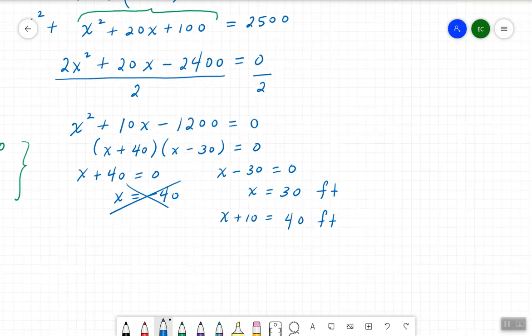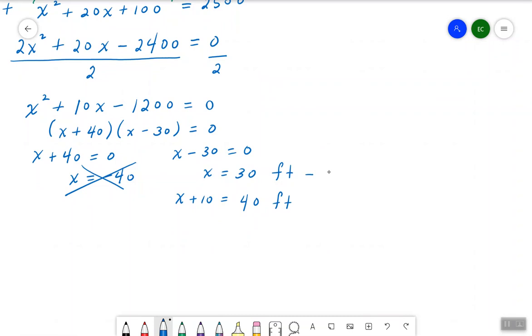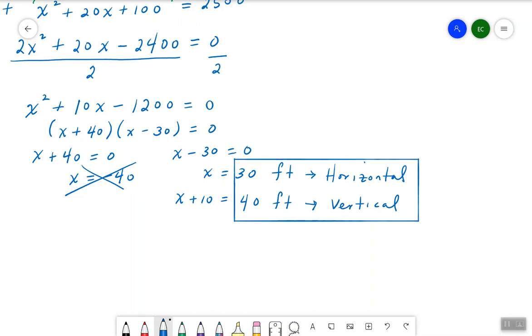So this is the horizontal leg or the horizontal distance, and this is the vertical leg or the vertical distance. And we've got our answer.